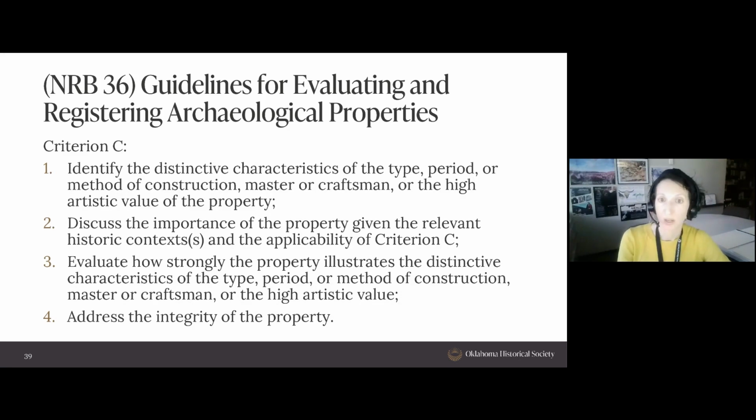Criterion C. Under criterion C, when evaluating an archaeological site, we need to identify the distinctive characteristics of type, period, method of construction, master, craftsman, or high artistic value of this archaeological resource. We need to discuss the importance of the property given the relevant historic context and the applicability of criterion C. We need to evaluate how strongly the property illustrates the distinctive characteristics of the type, period, or method of construction, master, craftsman, or high artistic value. And then we address the integrity of the property.